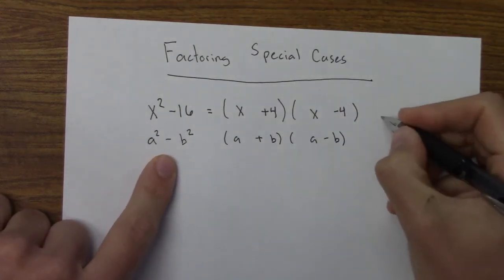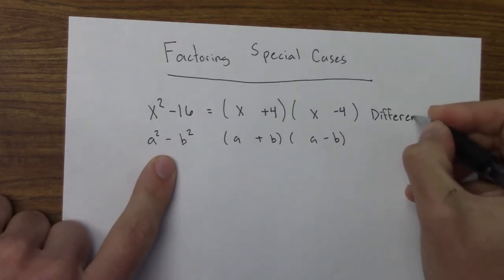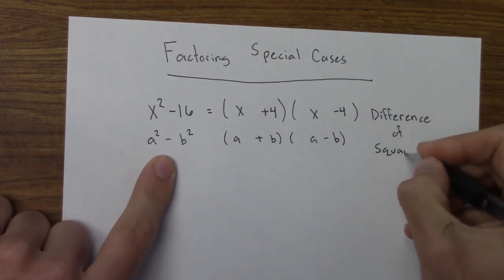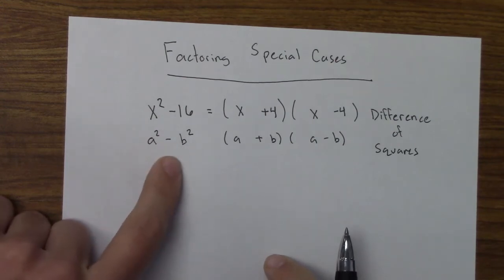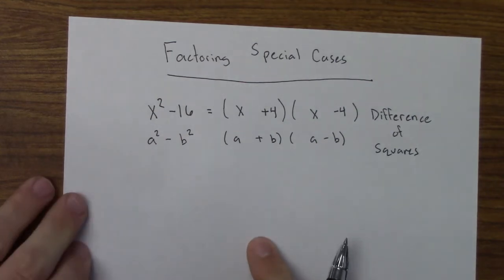And this strategy right here is called a difference of squares. And so anytime we see a perfect square subtract a perfect square, we can jump straight to its factored form.